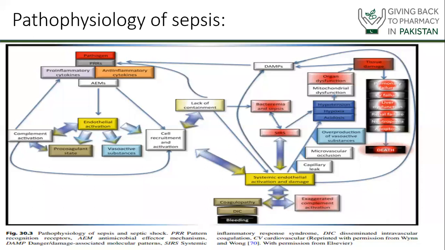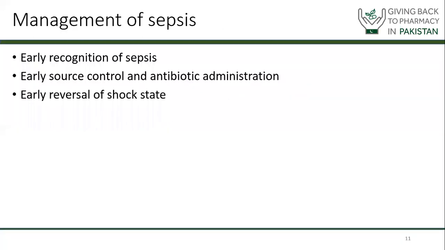So what is the management of sepsis? There are three main points to be considered while treating a patient with sepsis. First of all, early recognition of sepsis. Sepsis must be identified by the doctors early, because when a patient is admitted in the ER setting presenting with sepsis and we start the therapy within 1 hour of hospital admission, the mortality rate is only 10 to 20%. But if the treatment is delayed and started after 6 hours of admission to the hospital, the mortality rate rises to 50 to 60%.